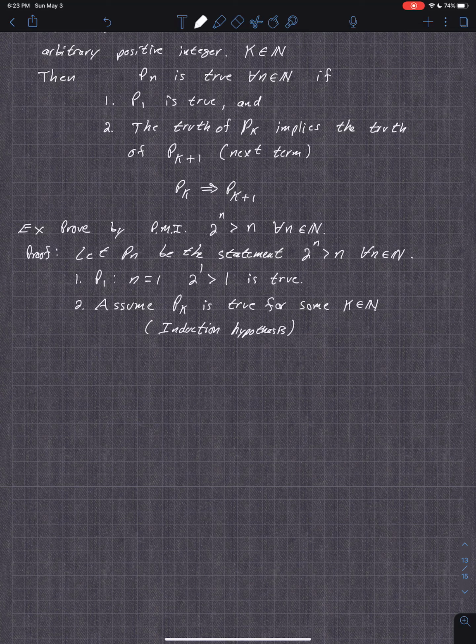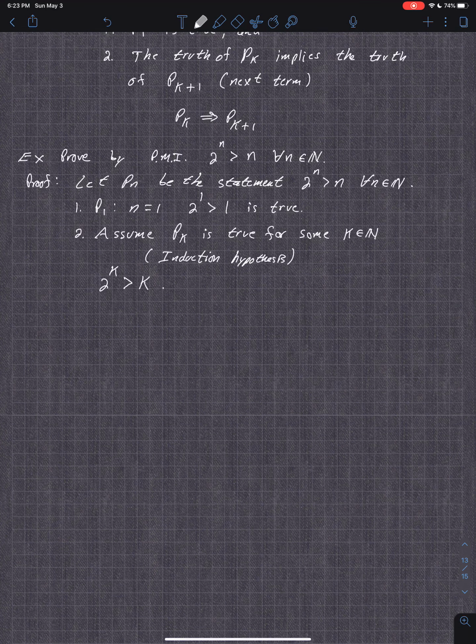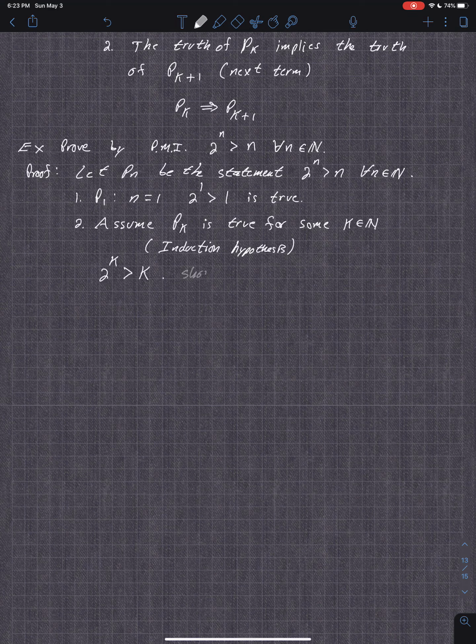Okay, that assumption step. All right, so that means we're saying 2 to the k is greater than k. Now some of this stuff you don't have to write. I'm going to change colors here because you would just keep going, but we want to show 2 to the k plus 1 is greater than k plus 1. So you need to get from here to here using legal math moves, right? Stuff that's logically true, of course.